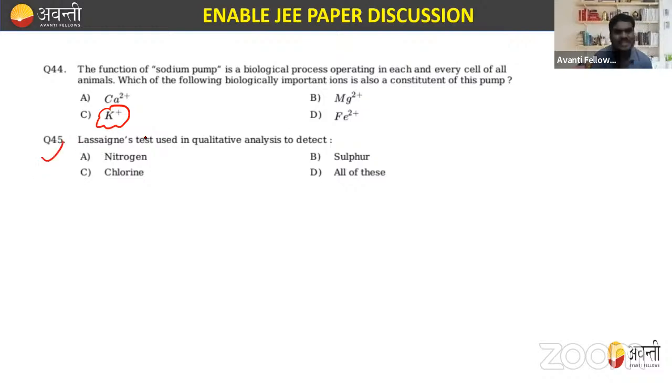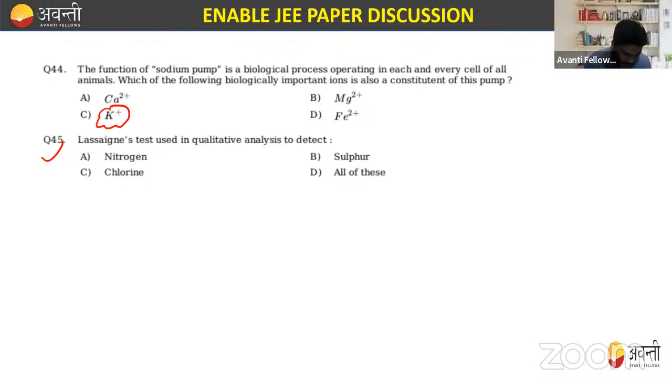Now, let's move to the next question, question number 45. In this question, what do they ask, beta? The Lassaigne test is used in qualitative analysis to detect what? Basically, we only know that the Lassaigne test is used for the detection of nitrogen only. But this is not the whole truth.